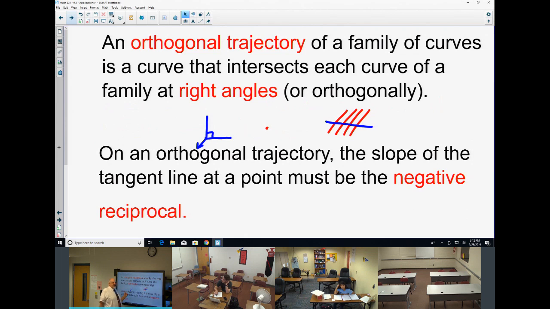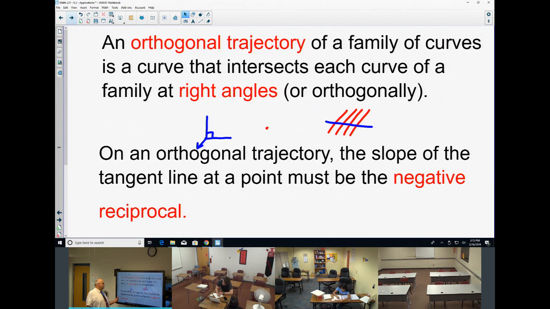Okay. Next, another application of differential equations is what's called orthogonal trajectories. It sounds all difficult, but it's really not. An orthogonal trajectory of a family of curves is a curve that intersects each curve of the family at right angles, or orthogonally. So what we're talking about is perpendicular.